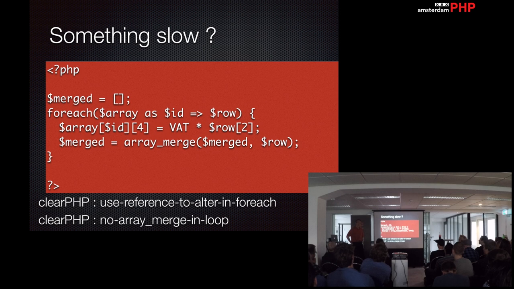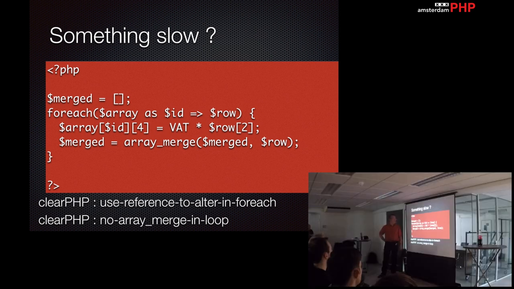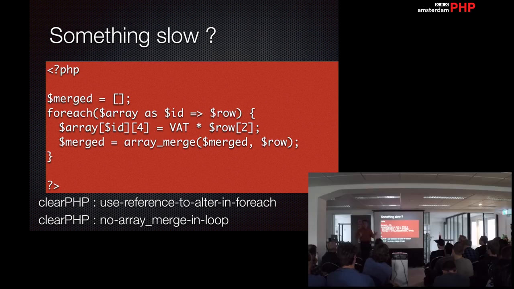And the array merge should be outside the loop. Array merge is not too slow, but it's especially using a lot of memory. And this is probably the worst case scenario you can imagine. What's going to happen is we go around the first array, and when you arrive here, you say, okay, merge has one element and row has one element, so I need to allocate two elements, and then I will copy all of them.